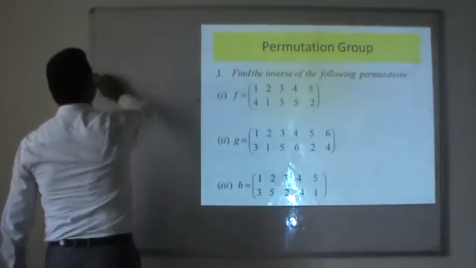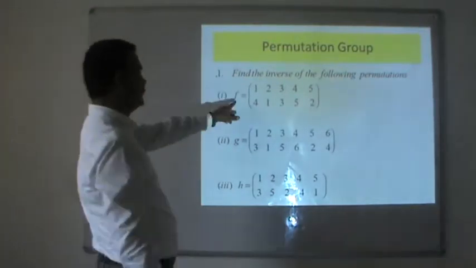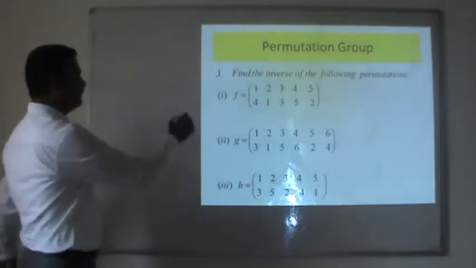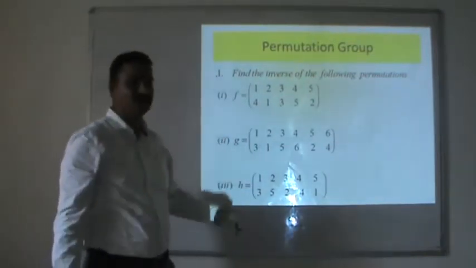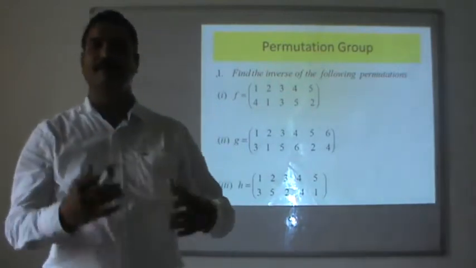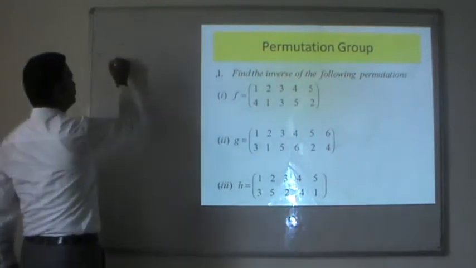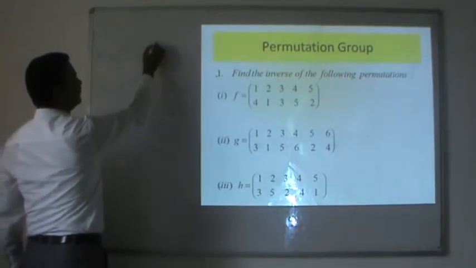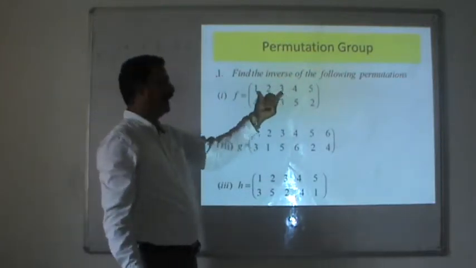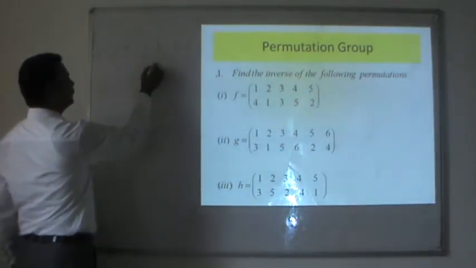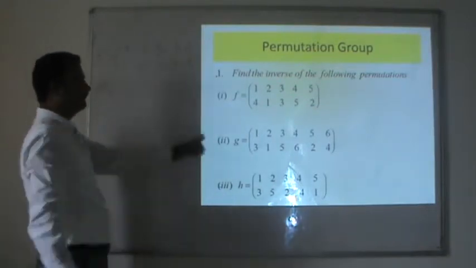Let us determine a few inverse permutations of the given permutation. Like this is your permutation f. Now we calculate its f inverse. As we know that in order to find the inverse permutation, we just simply interchange our rows. So the second row becomes the first row: 4, 1, 3, 5, 2. Instead of the first row, we write the second row. And for the second row, we write 1, 2, 3, 4, and 5. This is the inverse permutation of f.